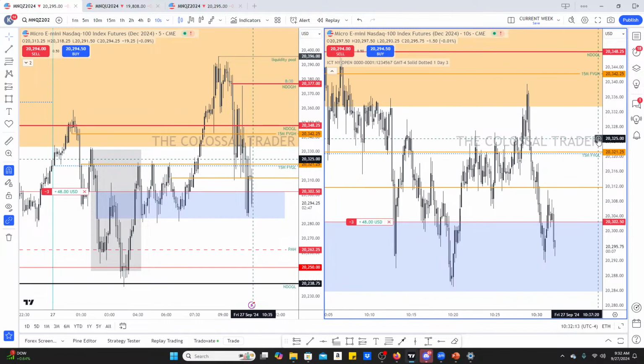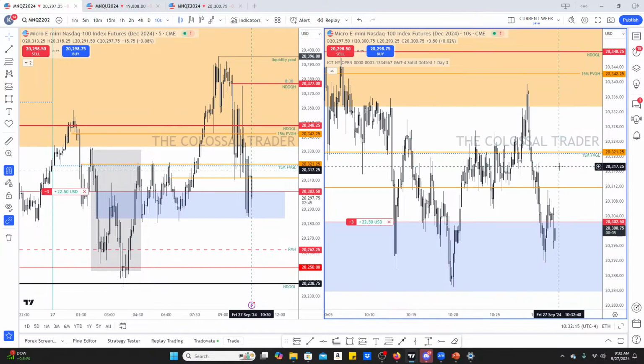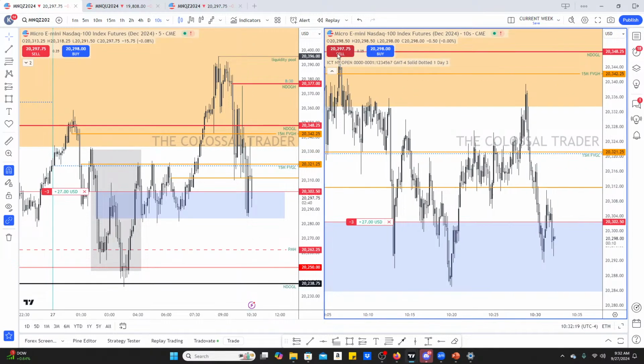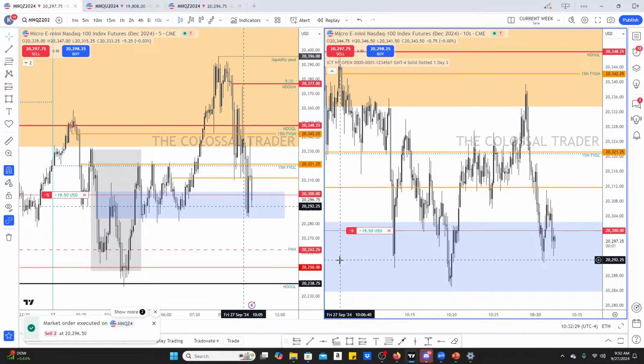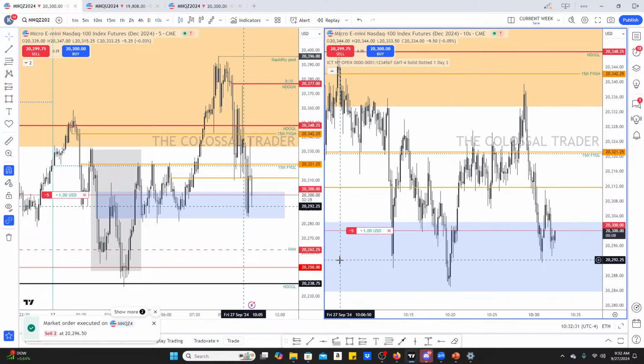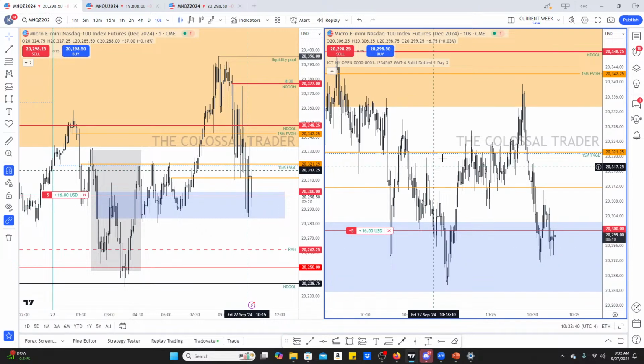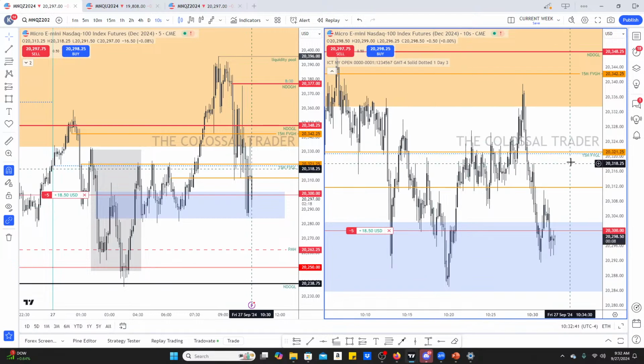It's hard when you have so many accounts. You gotta juggle through all this. I'm just at one more contract. That's more quality. We're not risking much. Only 10 points. Stop loss in place. Again, if it goes above here, obviously we're done.